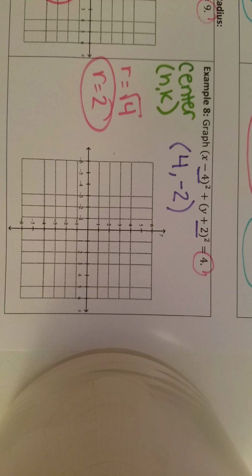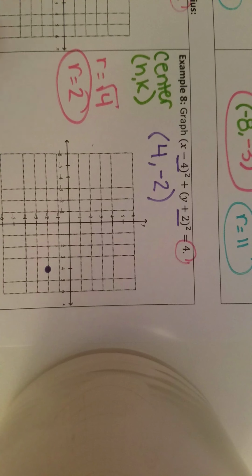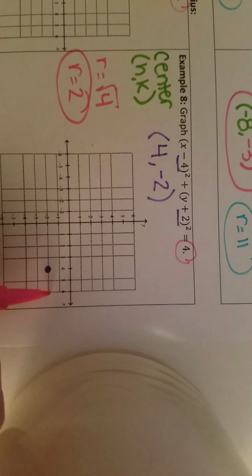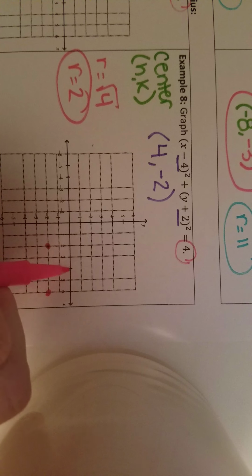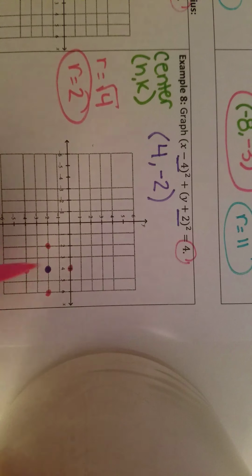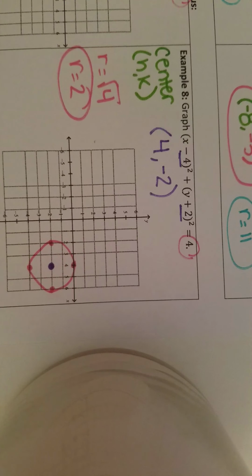So we start by plotting the center. We're going to go over to 4. We're going to go down 2. And now we're going to have our radius, which is 2. So we're going to count 2 boxes in each direction and plot our points. To the right, down, left, and up. And then you just circle them around. So that's it for today.